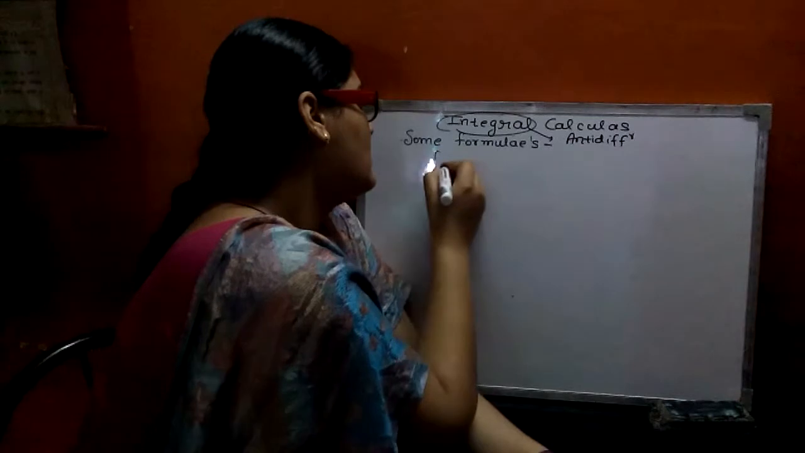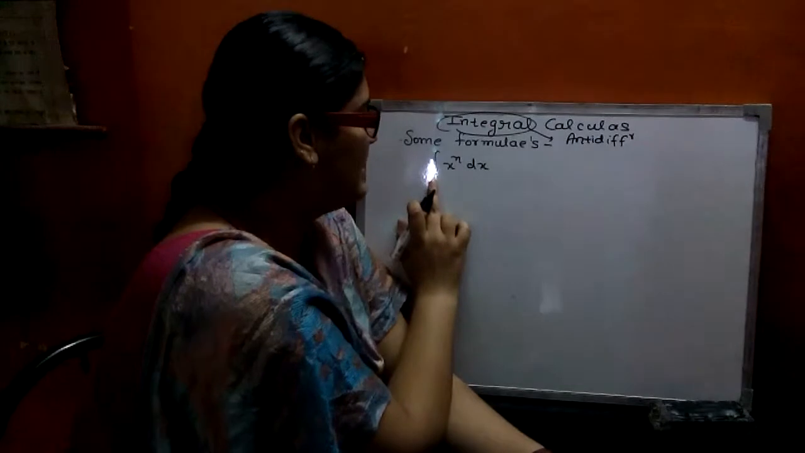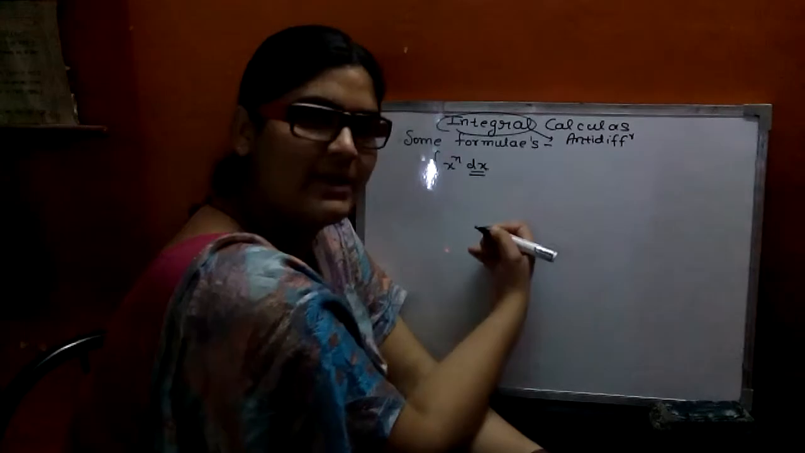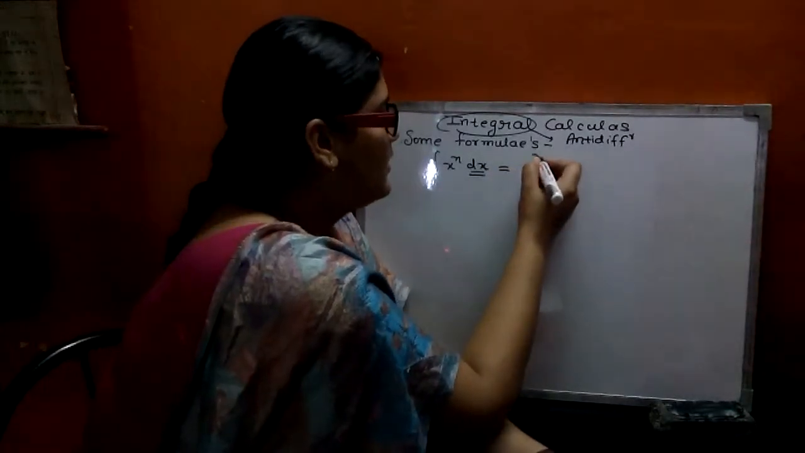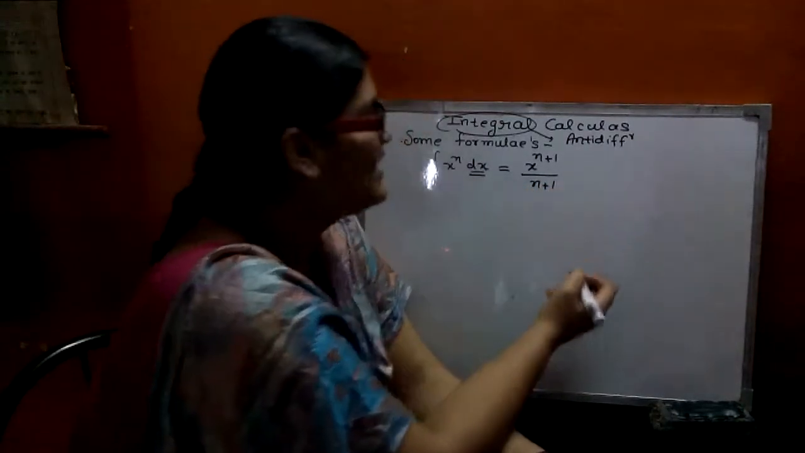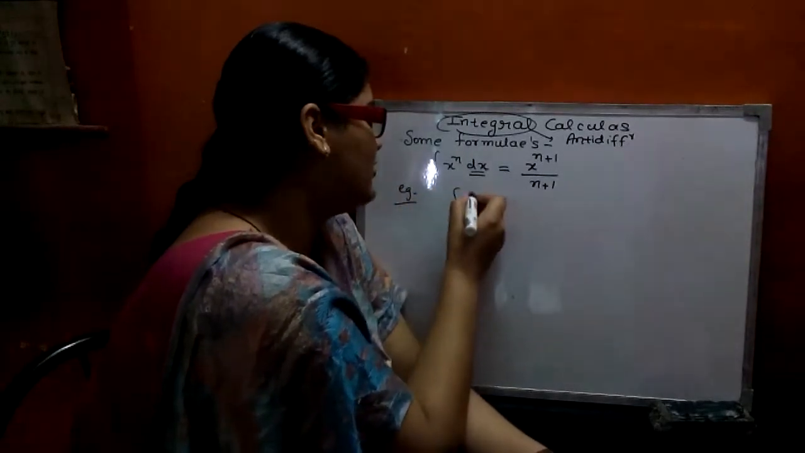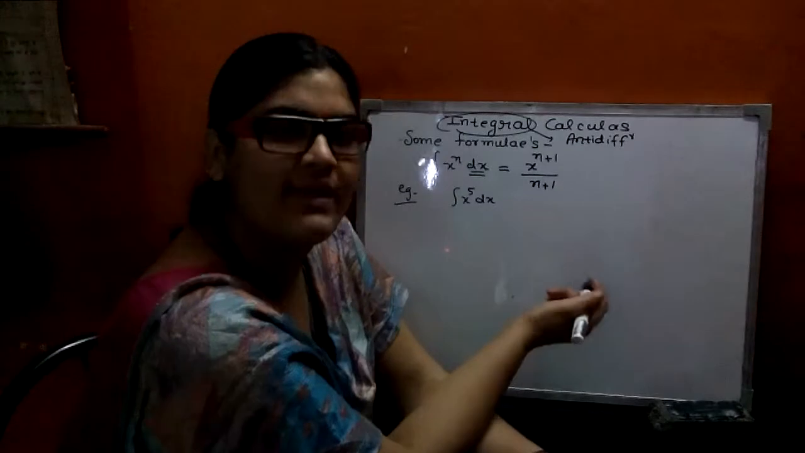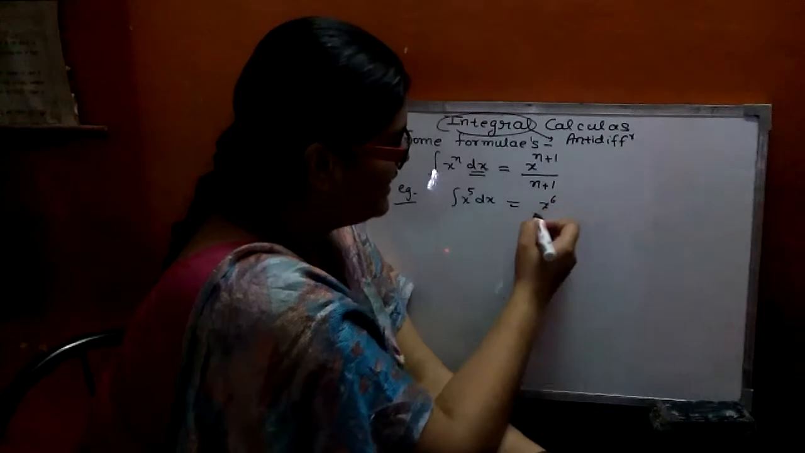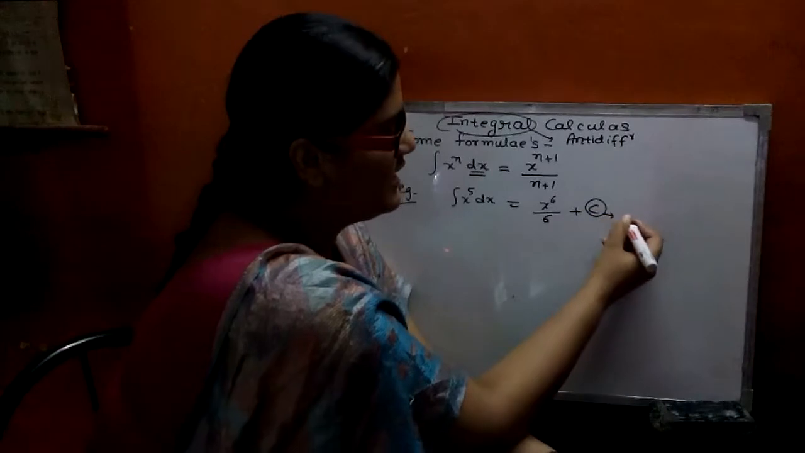If you have to take integration, this is the symbol for integration, integration of x raised to power n. This means you have to integrate with respect to x. So what you do? You have to add 1 to the power and divide that term by the new power. If you have to find the value of integration of x raised to power 5, you add 1 to the power and divide by it. This c is the integration constant.